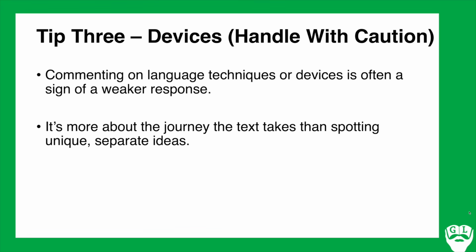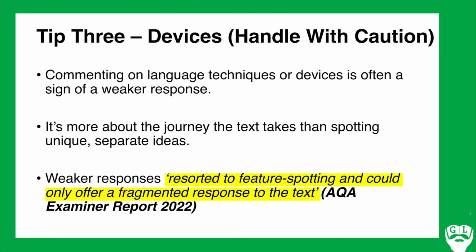So it's more about the journey the text takes than necessarily spotting unique, separate ideas, devices. There's often a real trouble that comes with that, so I'd encourage you to avoid it. For example, the examiner's report from 2022 said that weaker responses, quote, resort to feature spotting and can only offer a fragmented response to the text. So if you can see certain features and they don't add to the progression, be careful. If anything, you want to avoid them.